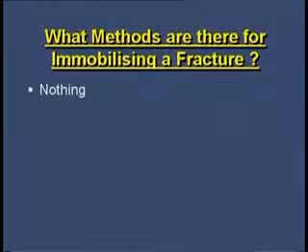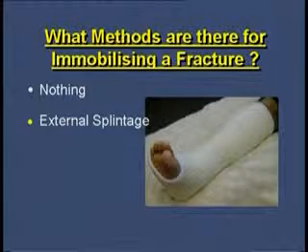But if a fracture does require immobilization to maintain a good position, what can you do? One of the simplest things you can do is the application of a cast or splint. This is an example of the sort of cast you could apply for a simple ankle fracture.